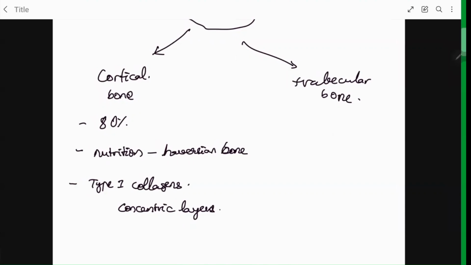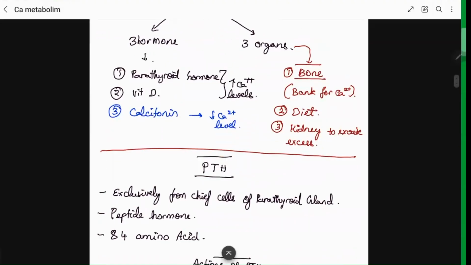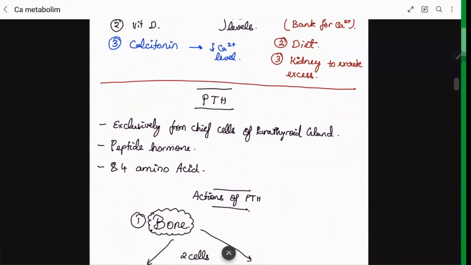Yesterday you might have read the anatomy of bone. In the anatomy of bone we study cancellous bone and cortical bone. When you talk about physiology, physiology always deals with the hormonal actions. So here which hormones do we see? I already told you 3 hormones, 3 organs: parathyroid, vitamin D, calcitonin, and the organs are bone, GIT, kidney. Now coming back to the parathyroid hormone.